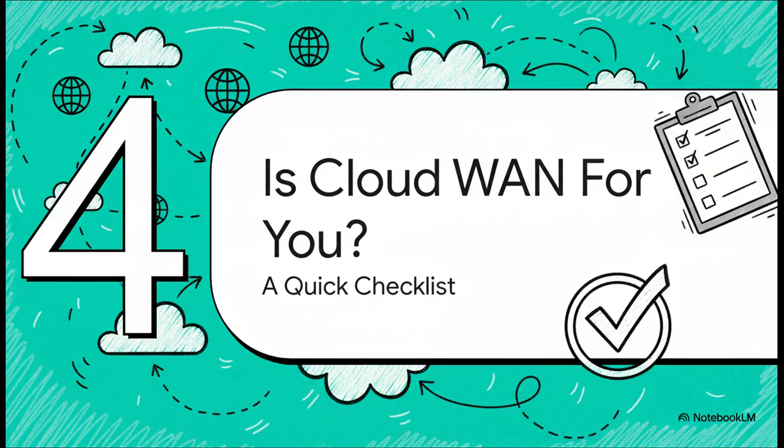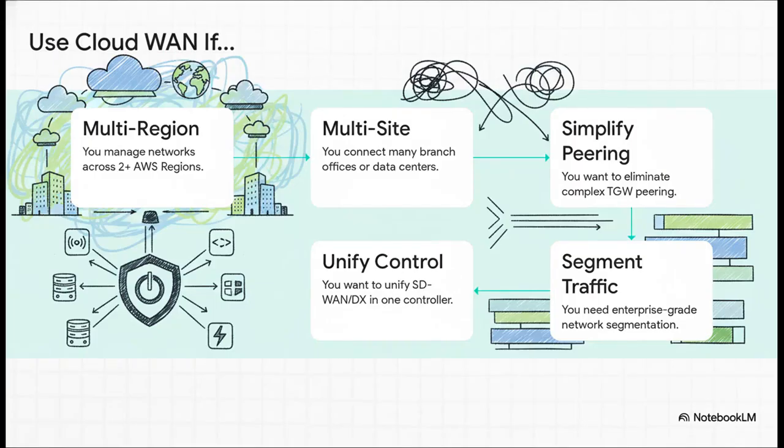All right, so with all of that info, how do you decide if Cloud WAN is actually the right fit for your company? Let's just run through a quick checklist to see if your situation lines up with its strengths. So you should be seriously looking at Cloud WAN if you're managing more than, say, 2 AWS regions and you're connecting a bunch of branch offices or data centers. If you're just sick of the complexity of TGW peering, if you need real enterprise-grade segmentation, and especially if your goal is to integrate your SD-WAN and your direct connects into one single unified controller, then yeah, Cloud WAN is probably the right path forward for you.